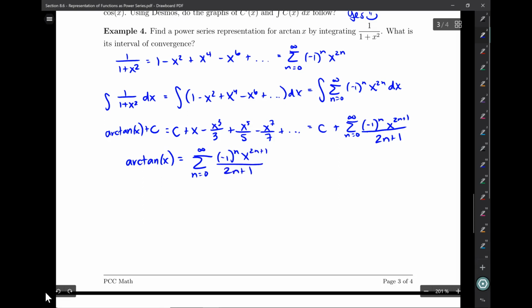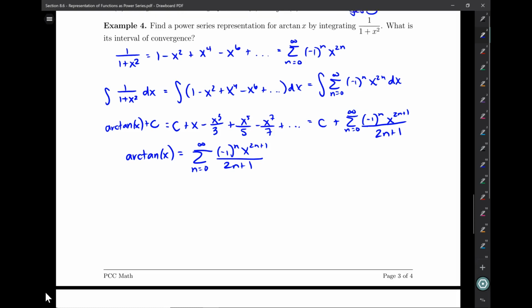Pretty cool. So now we've represented lots of things as power series. Rational functions, 1 over 1 minus x, 1 over 2 minus x, 1 over 1 plus x squared. We've looked at representing trig functions, sine, cosine, and now we have an inverse trig function, arctangent.